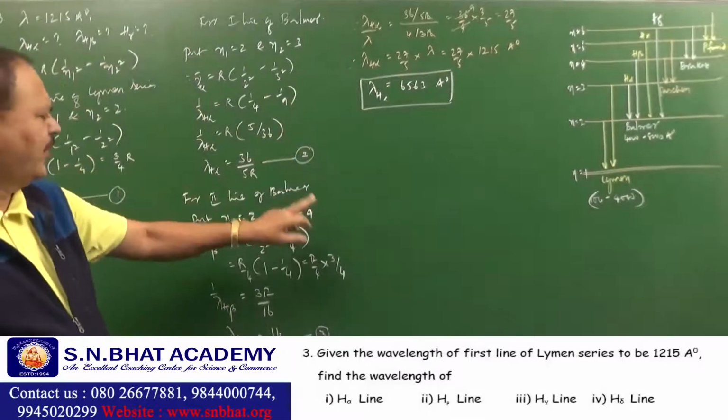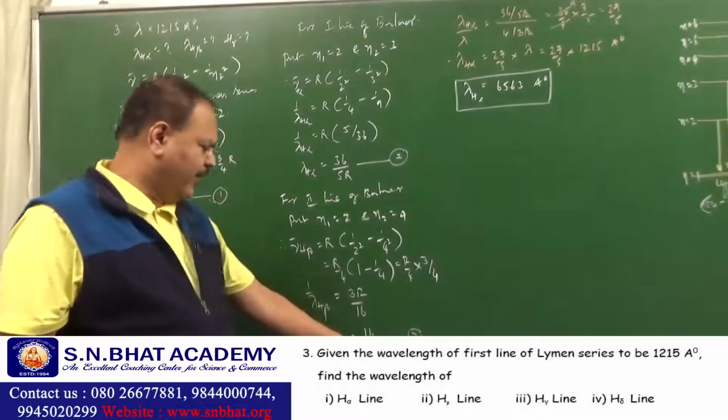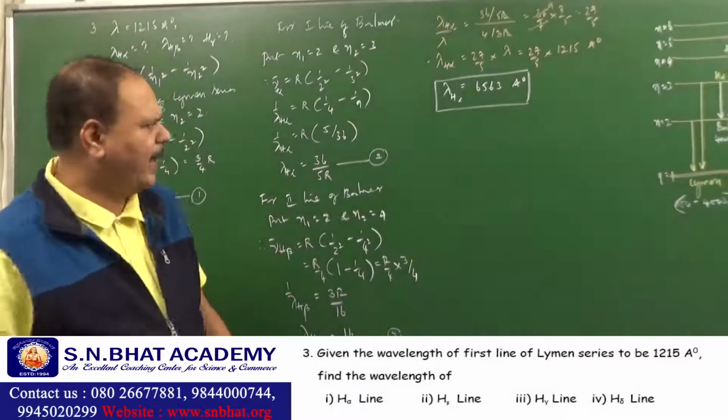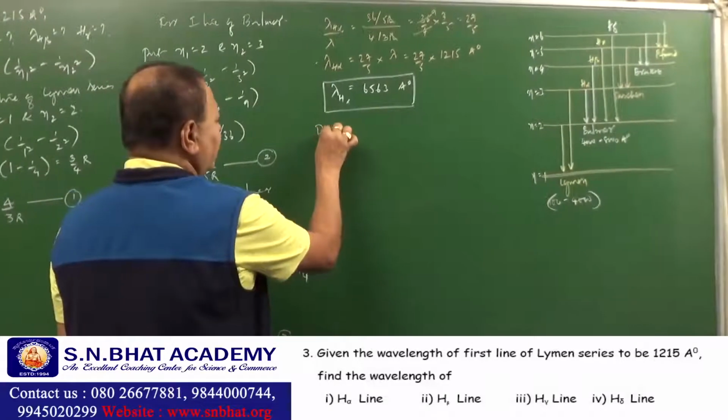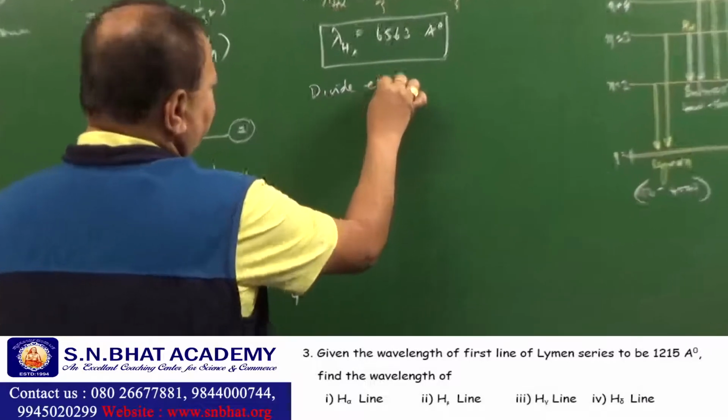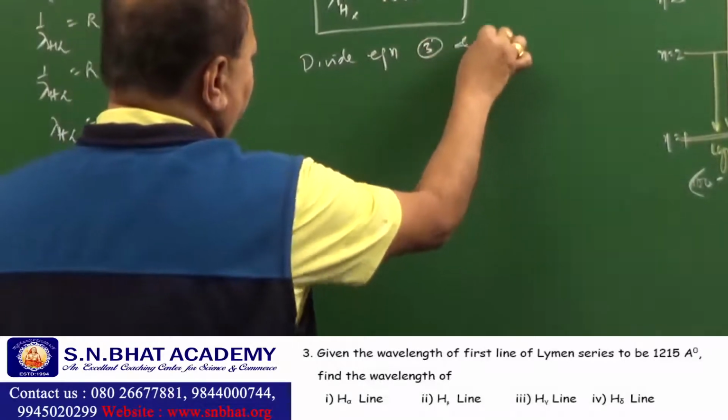So now what you do? You have divided equation 2 and 1. Now you divide equation 3 and 1.